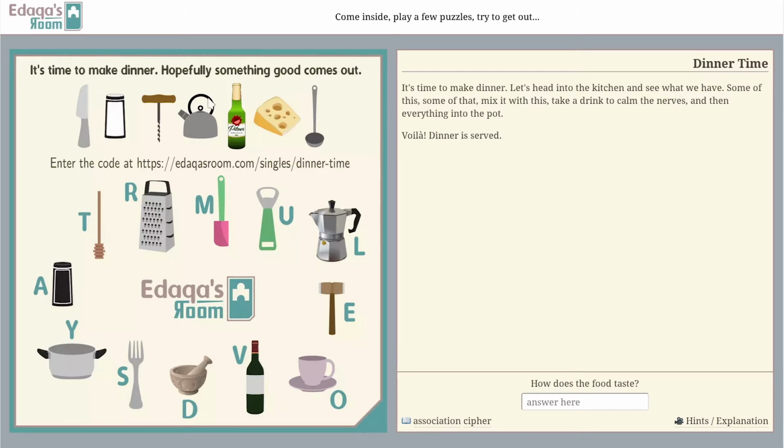And for the cipher aspect of the puzzle, well, there's a little S beside the fork. So we could assume that this knife here is an S. Press pause if you'd like to figure out the rest of the puzzle now.